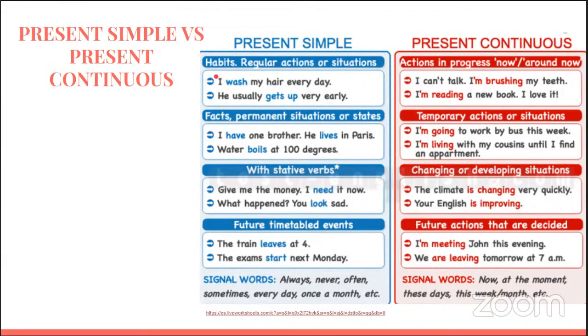For example, I wash my hair every day. He usually gets up very early. Whereas the present continuous tense is going to express actions in progress like now or around now. For example, I am brushing my teeth. I'm reading a book. I love it. Here, present simple.